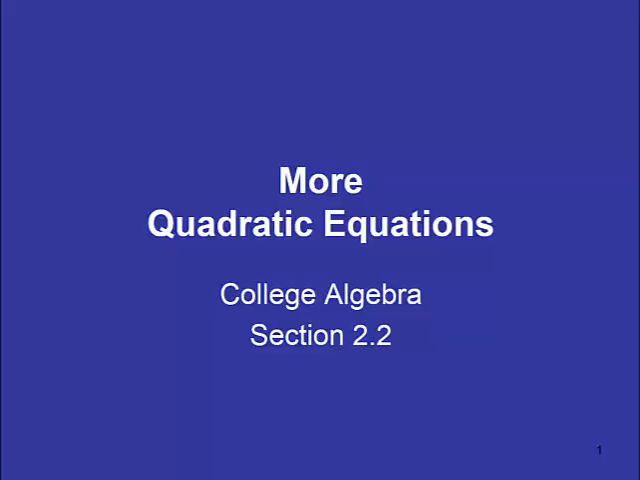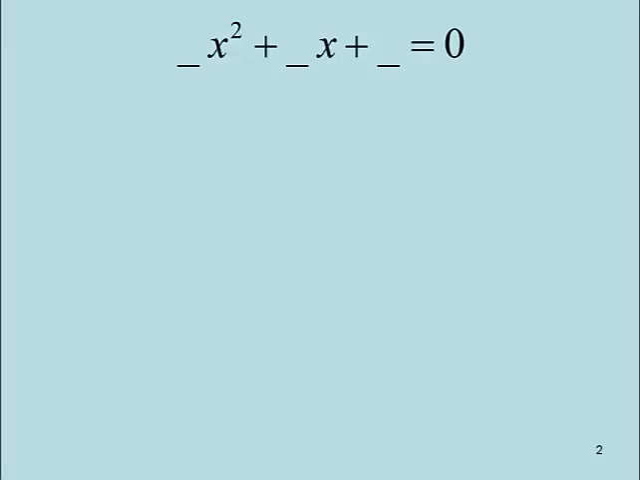In section 2, we're going to look at other ways of solving quadratic equations other than factoring. And the idea here is the general form of a quadratic equation looks like this, where the number in front of the x squared is called a, the number in front of the x is called b, and the number before the equal sign is called c, and it's always equal to 0.